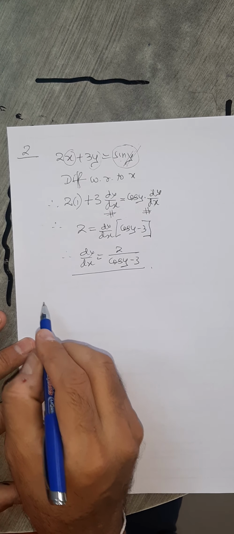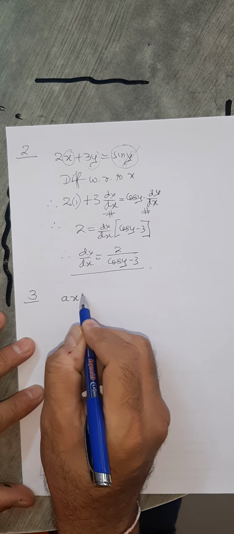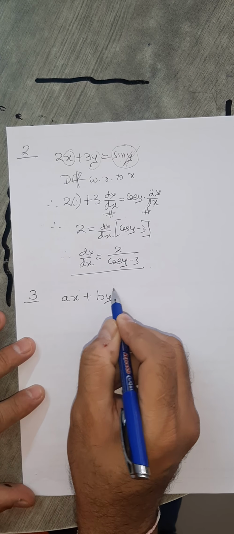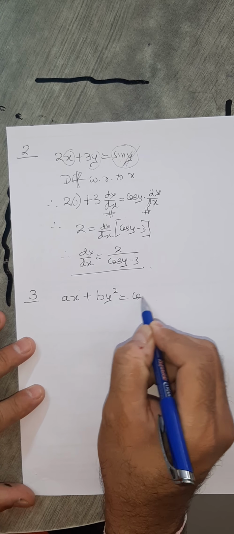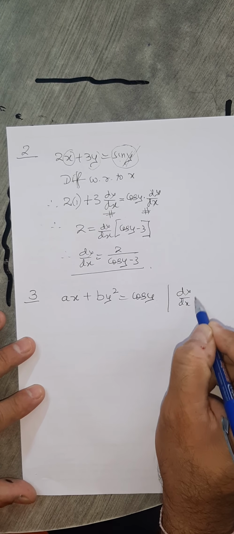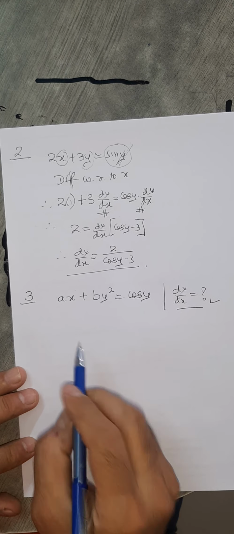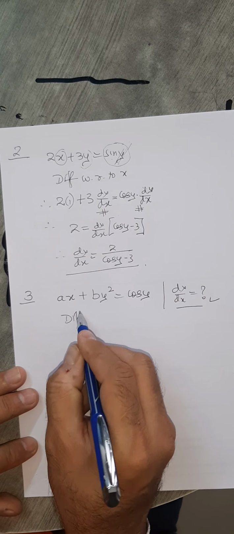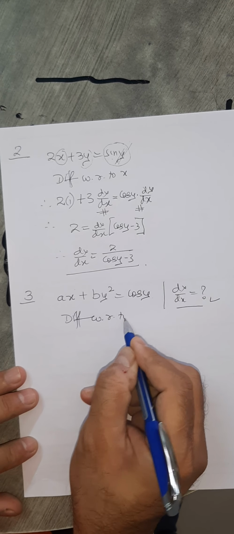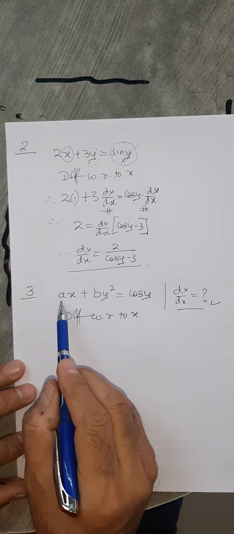Next, question number 3. I'll go to the third question. ax plus by squared equals cos y. What is the question? Question is get the dy by dx everywhere. This is the question. Get the dy by dx. So what I'll do? Differentiating with respect to x. On both the sides you are differentiating, remember.